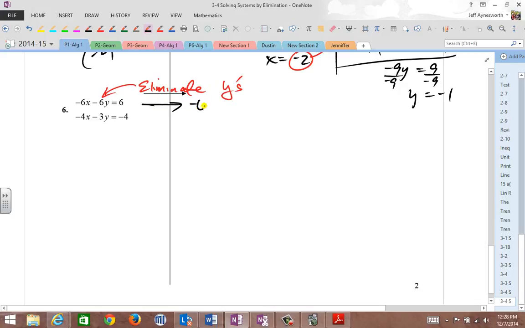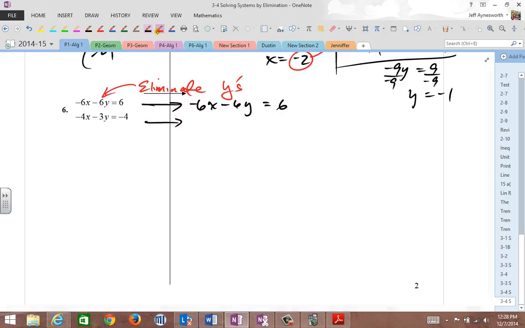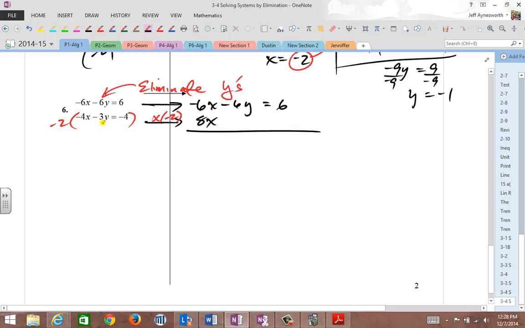So here we go. Negative 6x minus 6y equals 6. I want to multiply the next one by negative 2. So times by negative 2. And let's see. Negative 2 times negative 4x is 8x. Negative 2 times negative 3y is positive 6y. They're the opposites right here. Negative 2 times negative 4 is positive 8. And then you add vertically. So we've got negative 6x plus 8x, or 8x minus 6x is 2x. These cancel out, and you get 14, so you get 2x equals 14. So x has to be 7.